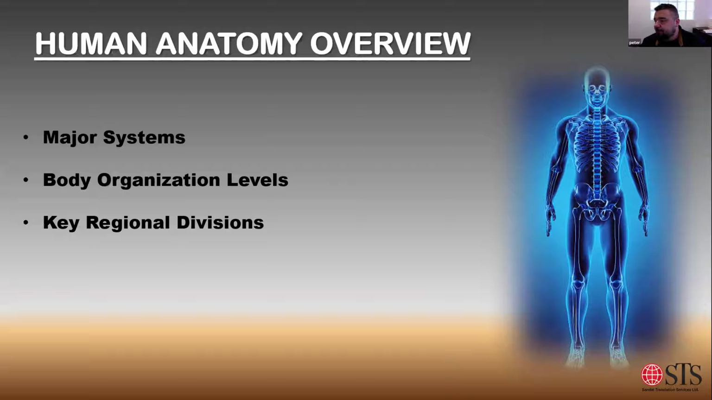All right, human anatomy. So as we all know, we have a few different major systems. Respiratory system, that's number one. So that's how we breathe. Digestive, that's how we eat. Nervous, that's how we think or we walk.